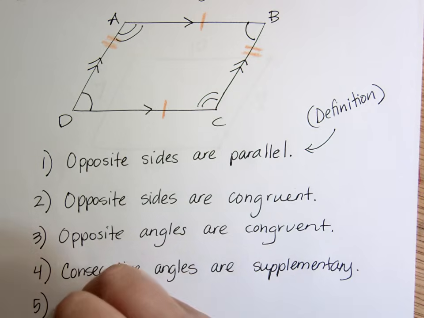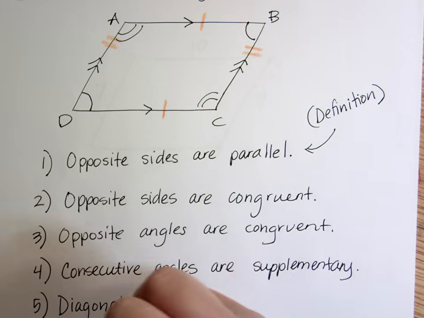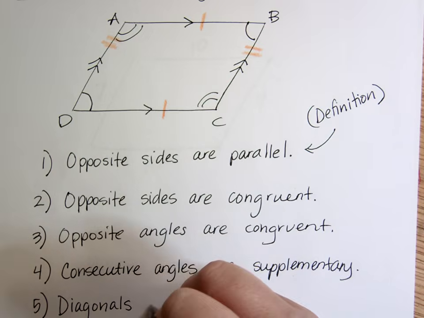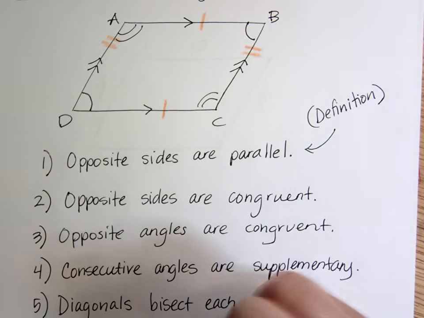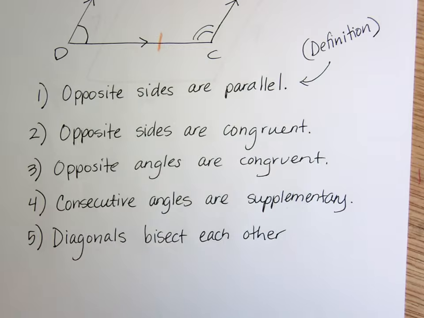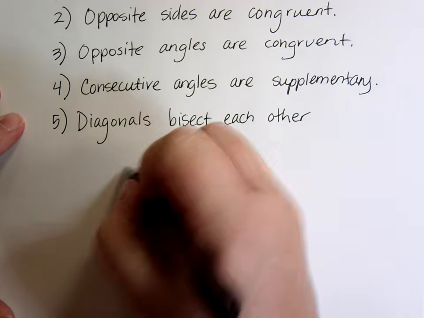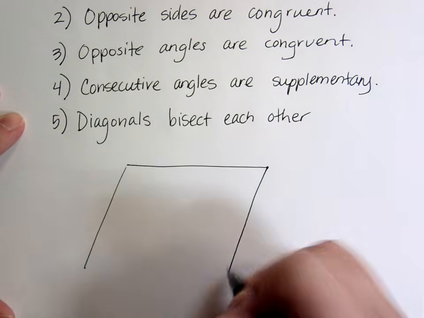Finally, we need to talk about the diagonals. The diagonals of a parallelogram bisect each other. Okay, so let's look down here at what that means. Diagonals bisect each other. Diagonals of a parallelogram.